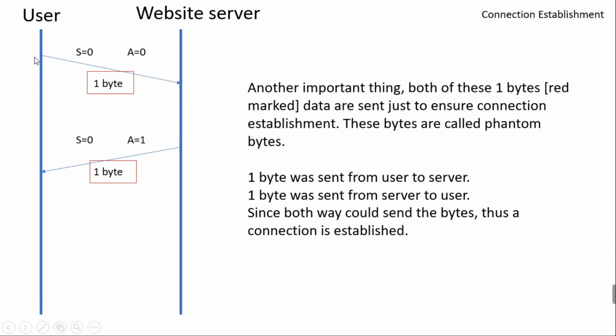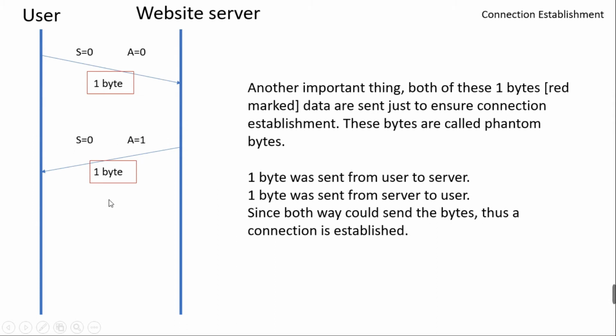So the user and the website server actually want to create a good communication between them, so they want to set up a connection establishment. That's why the user sent only 1 byte of data to the server just to test whether the server actually responds or not, and the server actually responded with another byte.